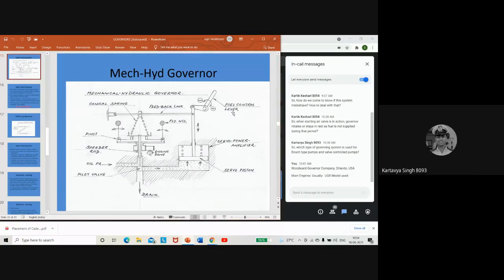Sir, by reversing, according to the firing sequence, we will provide the starting air so that the engine can be stopped. So, like the reversal process.